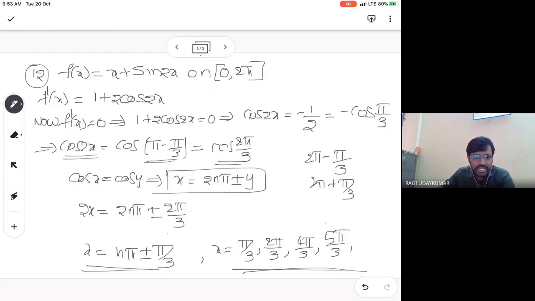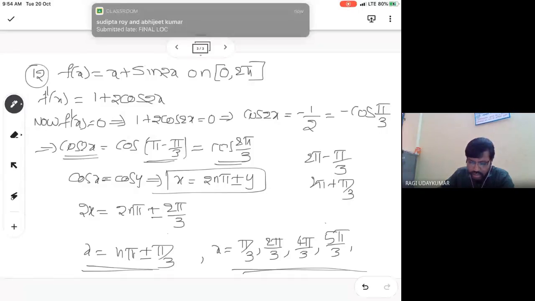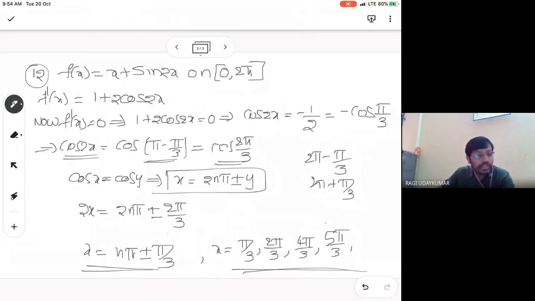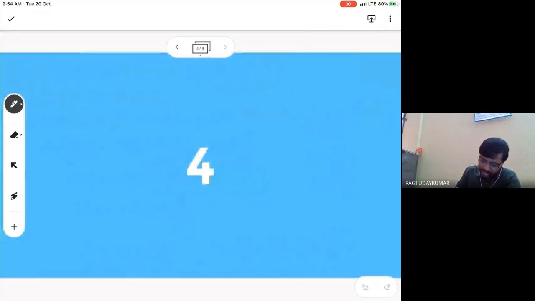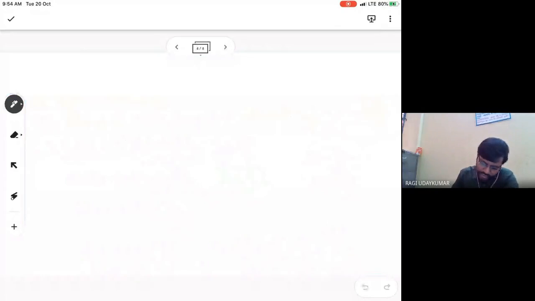Now what is the question asking? Maximum and minimum value. So whenever maximum and minimum value is asked, find the function value at all these points, and also including 0 and 2 pi. That part I am leaving for you. I think you can do it, it's not very difficult. Otherwise, if you want, I will explain that also. You may think I am leaving everything half-done.